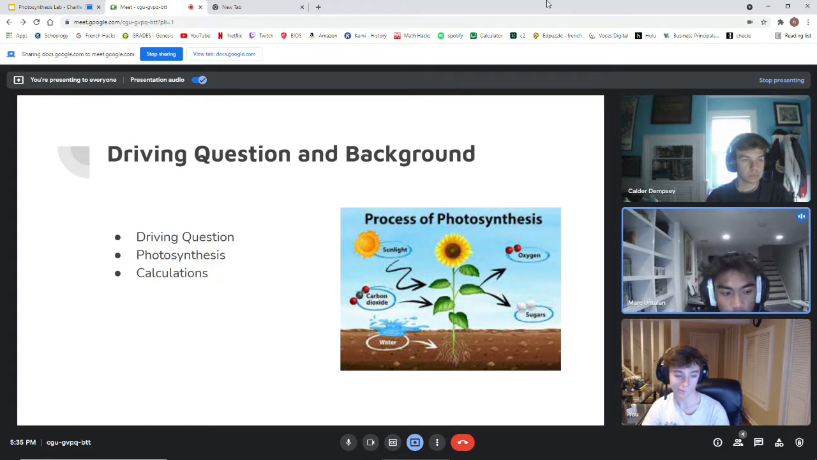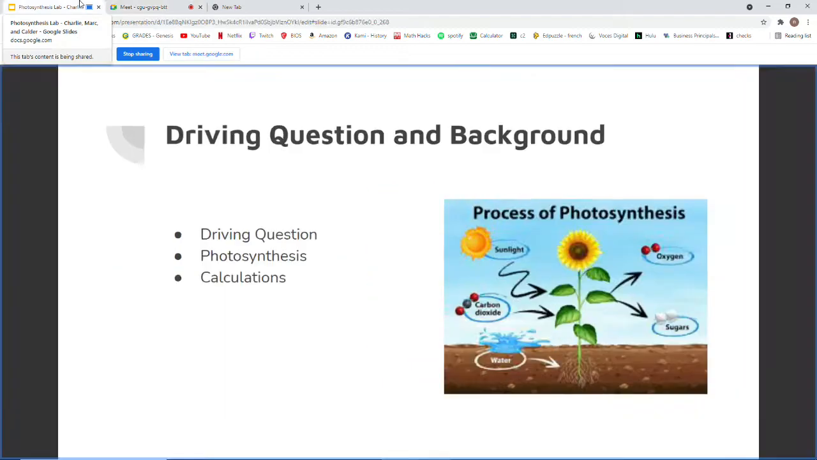The two stages of photosynthesis are light reactions and the Calvin cycle. Light reactions convert light energy into chemical energy and produce oxygen, while the Calvin cycle assembles sugar molecules from CO2 using the energy from the products of the light reaction. There are no calculations required for this lab. Next slide.